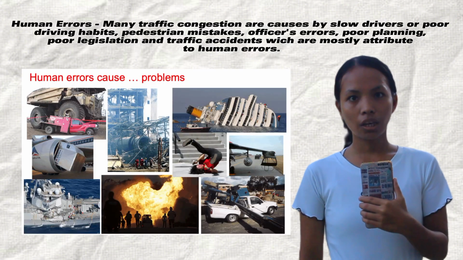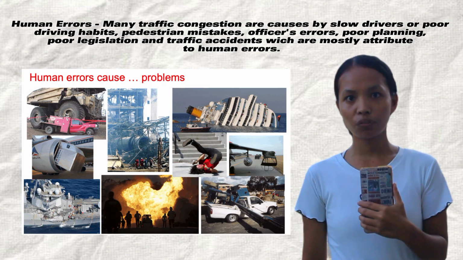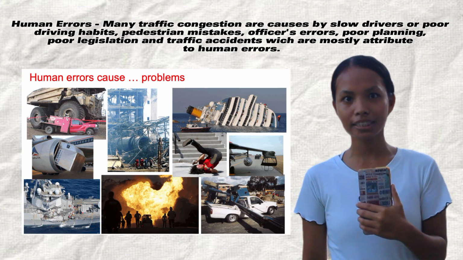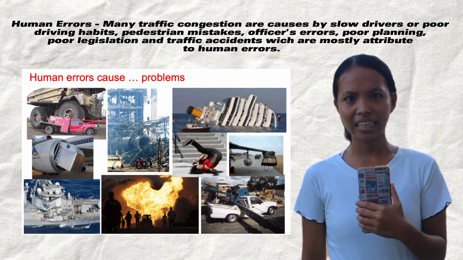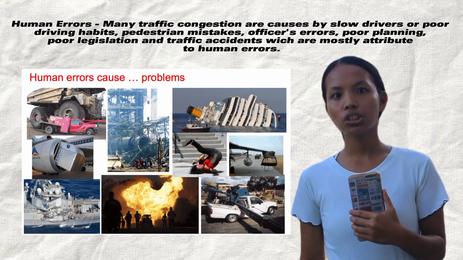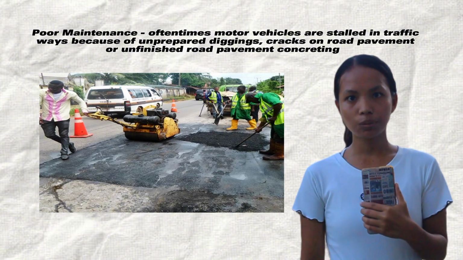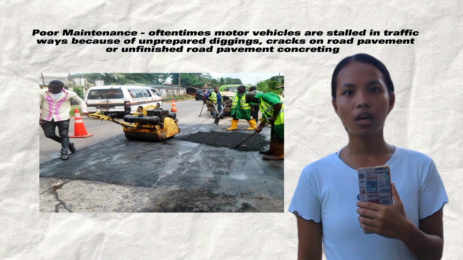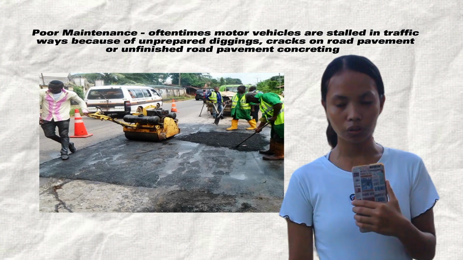Next, human errors. Many traffic congestions are caused by slow drivers or poor driving habits, pedestrian mistakes, officers' error, poor planning for legislation, and traffic accidents, which are mostly attributed to human errors. Lastly is poor maintenance. Oftentimes, motor vehicles are stalled in traffic ways because of unprepared diggings, cracks on road pavement, or unfinished road pavement concreting.